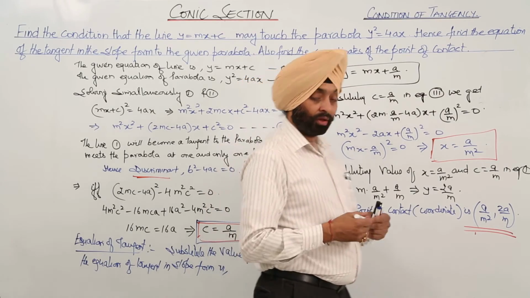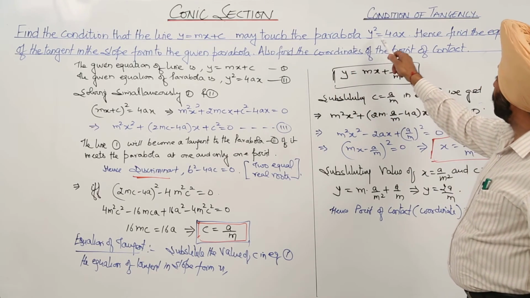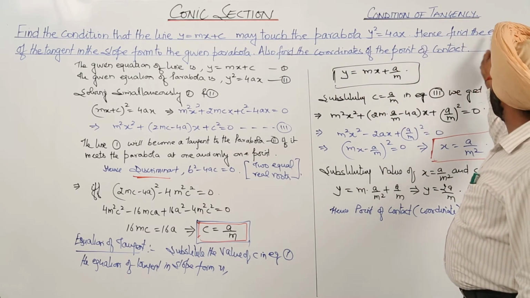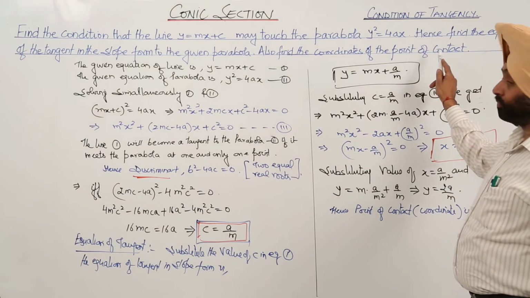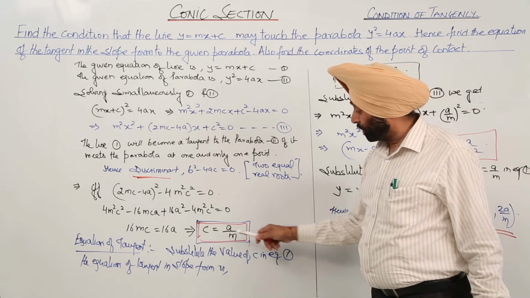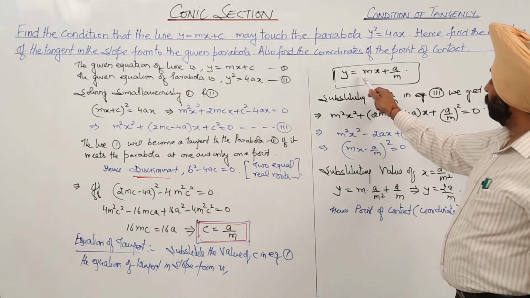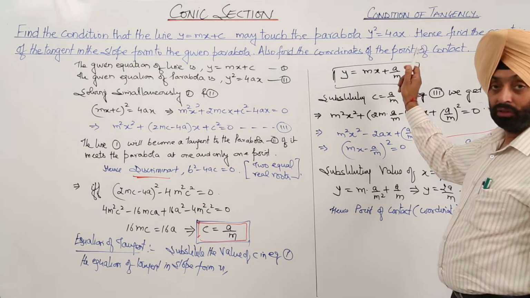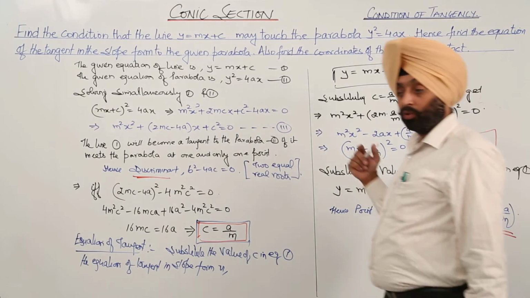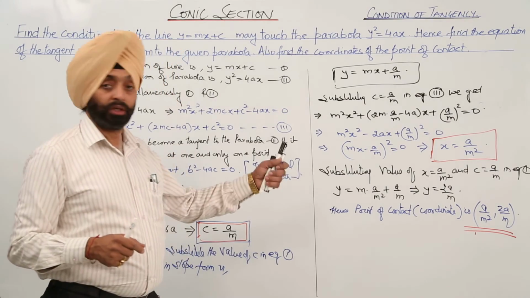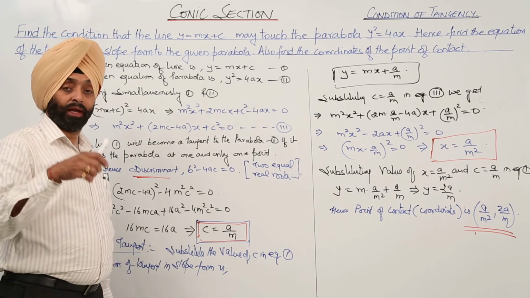Now look what we have done. Let's check it. Find the condition that the line y is equal to mx plus c may touch the parabola y square is equal to 4ax, and hence find the equation of the tangent in the slope form to the given parabola, and also find the coordinates of the point of contact. After finding the discriminant, we got c is equal to a upon m. Then we substitute the value of c and get y is equal to mx plus a upon m, the equation of the tangent. And then further solving, we get the coordinates a upon m square and 2a upon m. Only at this point the line will touch the parabola at one and only one point.